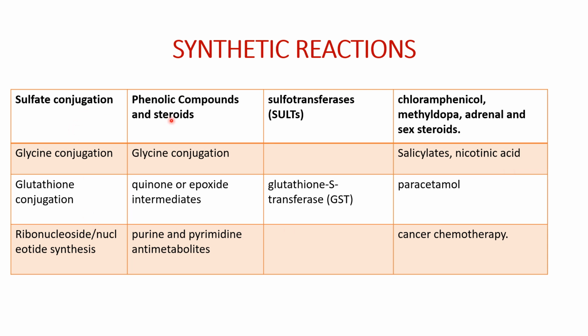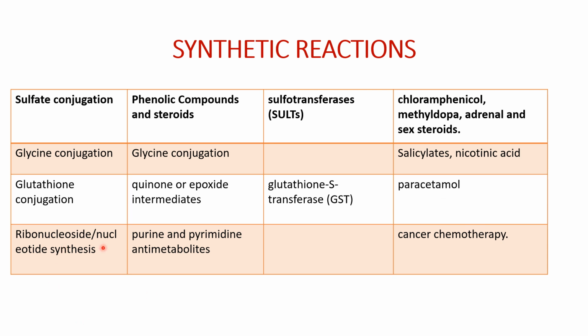Sulfate conjugation: phenolic compounds and steroids undergo sulfate conjugation. Sulfotransferases are the enzymes involved in sulfate conjugation, and these are examples of drugs which undergo it. And glutathione conjugation: compounds with quinone or epoxide intermediates undergo glutathione conjugation. Glutathione S-transferase is the enzyme involved in this, and paracetamol is an example of a drug which undergoes glutathione conjugation.